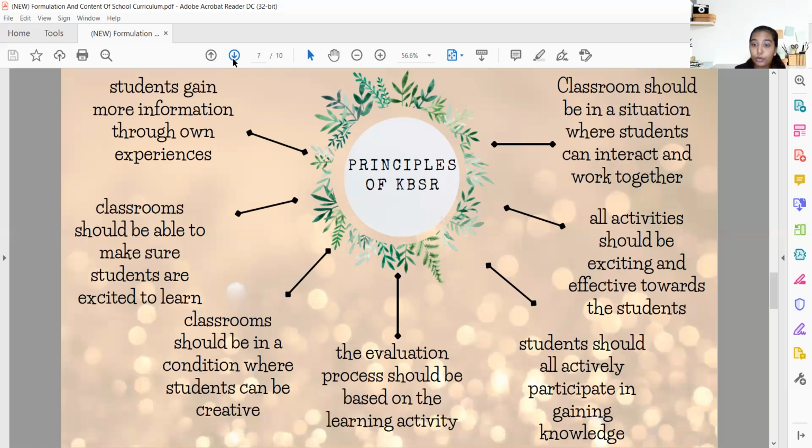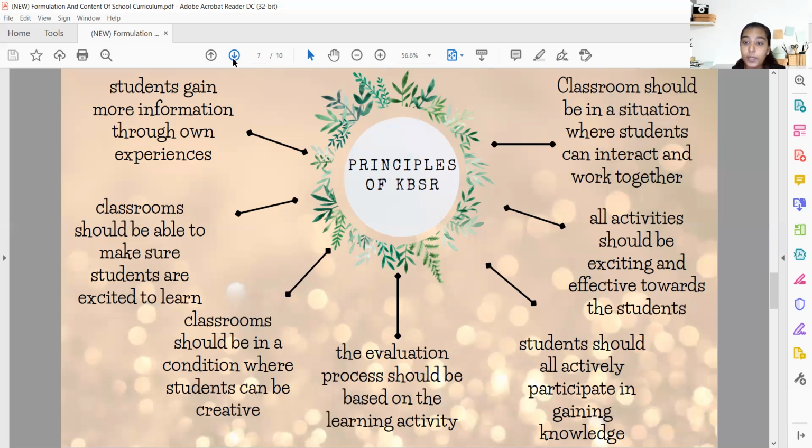Next, students should all actively participate in gaining knowledge. There should not be any passive students. Students should all work together and actively collaborate with each other so that they can all gain knowledge together.